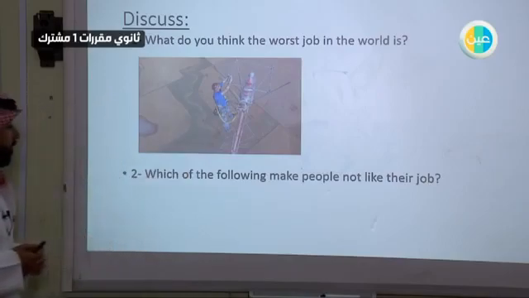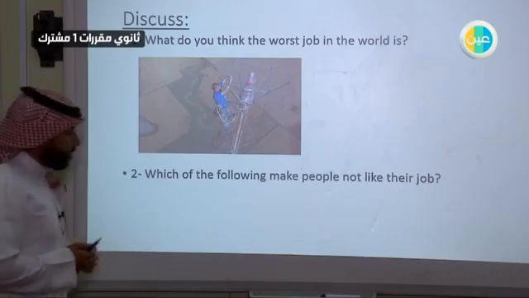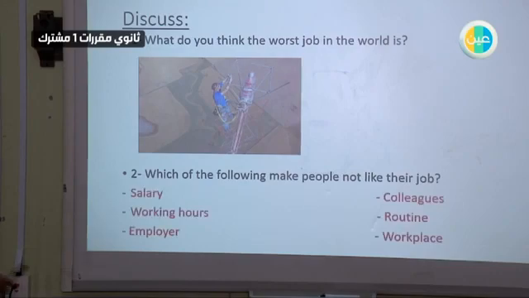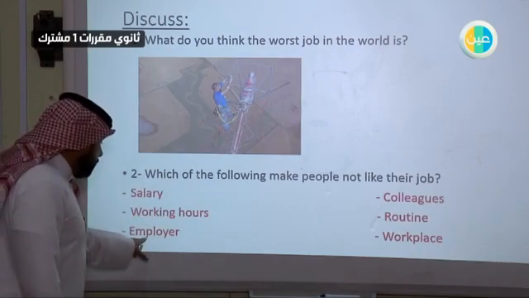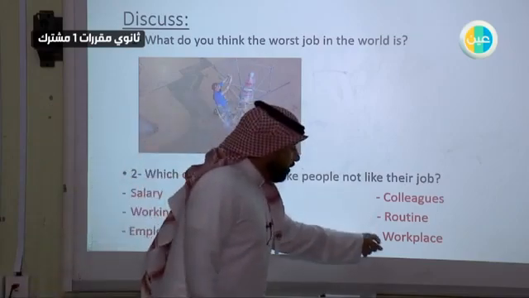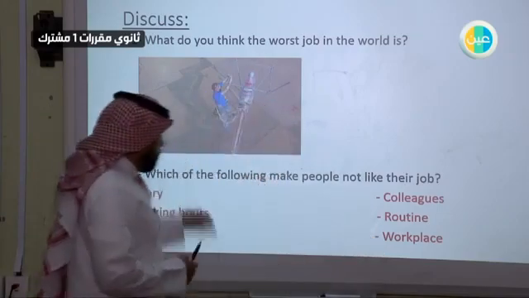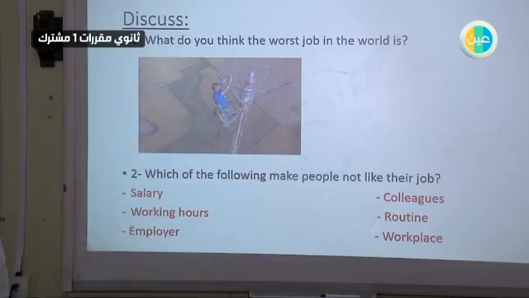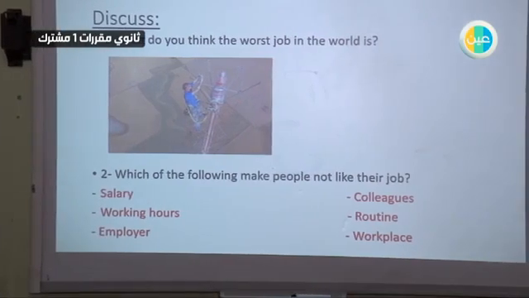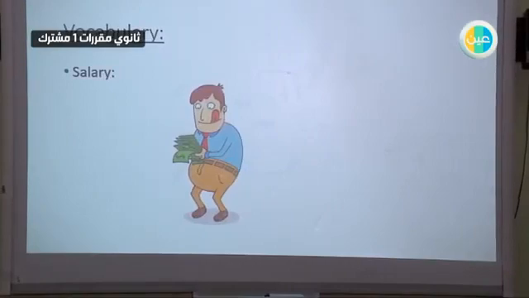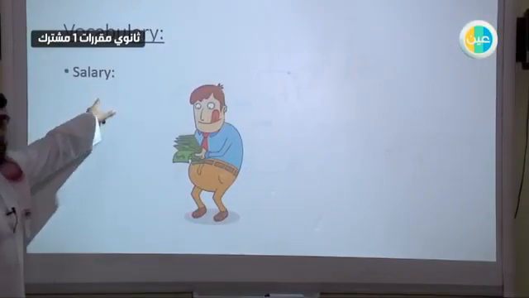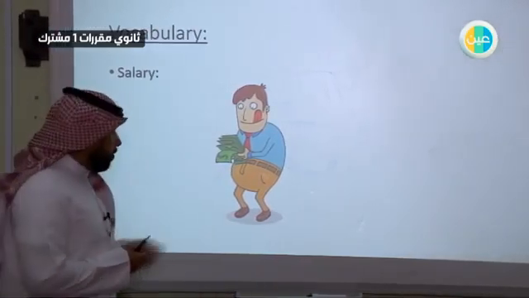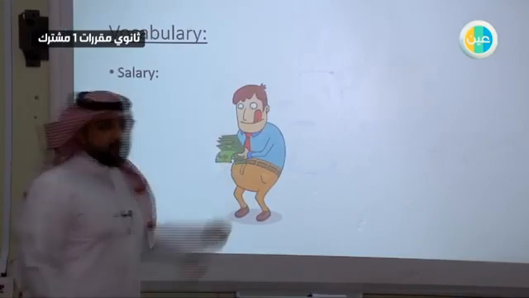Number two, which of the following make people not like their job? So we have some elements like salary, working hours, employer, colleagues, routine, and workplace. We will go through these words to know the meaning of all of them, one by one. The first one is salary. What is the meaning of salary? When you work and you get the money at the end of the month, this is what we call a salary.